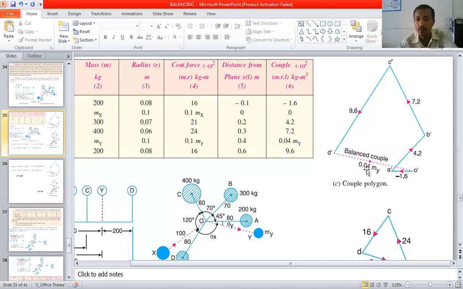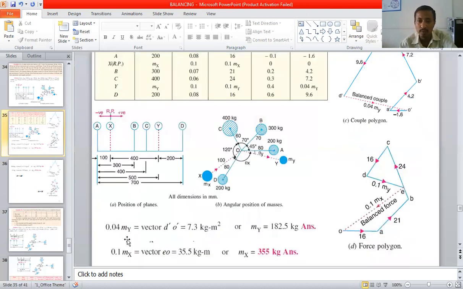That is 0.04 MY. So we measure it with the scale and take its value, so that value is equal to 0.04 into MY. Taking that, we do the measurement calculation, so we will get the value of MY. Look, 0.04 into MY is equal to vector D'O'. The value of vector D'O' is 7.3. Simplifying this, we get the value of MY. So MY is equal to 182.5 kg.